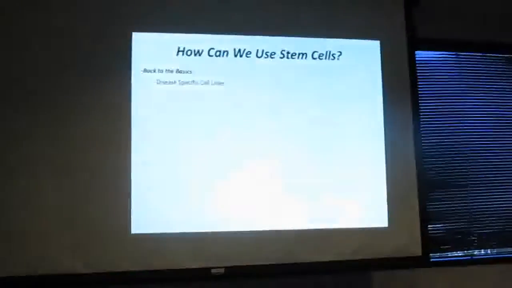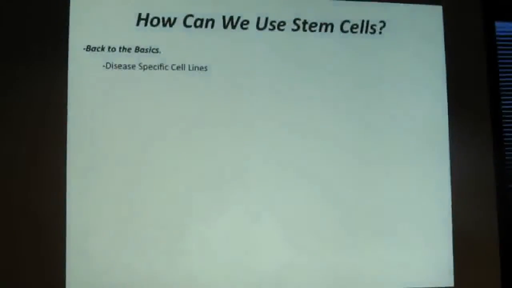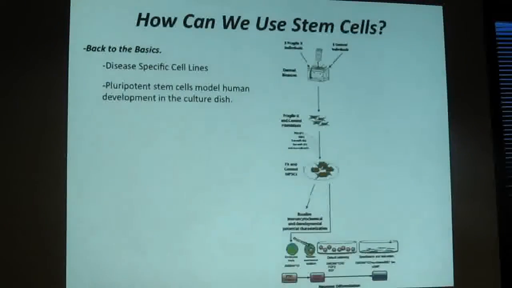Well, as is evident in the case of Alzheimer's, we somewhat have to get back to the basics. And our approach is to derive disease-specific cell lines. And the reason why we want to do this, Jeanne highlighted in her talk, is that pluripotent stem cells can model human development in the dish.